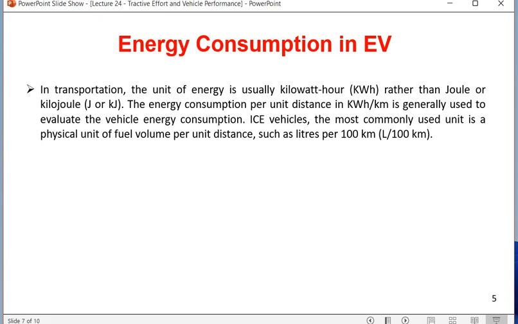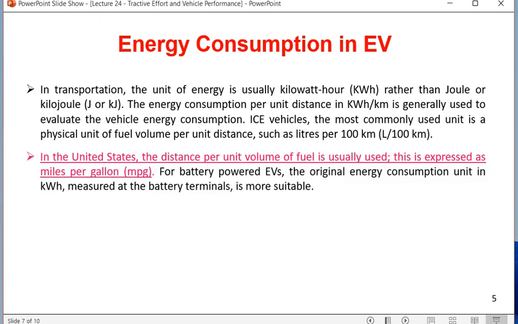The energy consumption per unit distance is kilowatt hour per kilometer, generally used to evaluate the vehicle energy consumption. For IC engine based vehicles, the most commonly used unit is a physical unit of fuel volume per unit distance, such as liters per 100 km. In the United States, distance per unit volume of fuel is usually used. This is expressed as miles per gallon. It is called MPG. L per 100 km, that means liter per 100 km, is used kind of in Britain. In US, we use MPG.